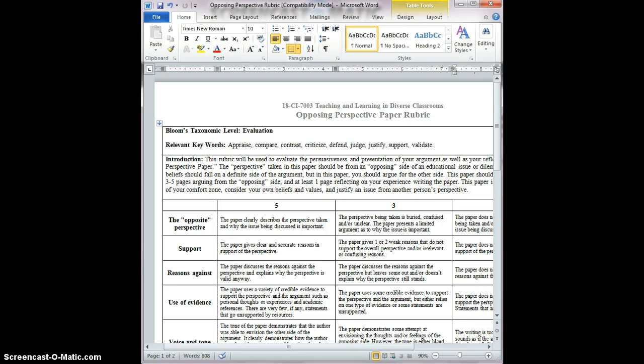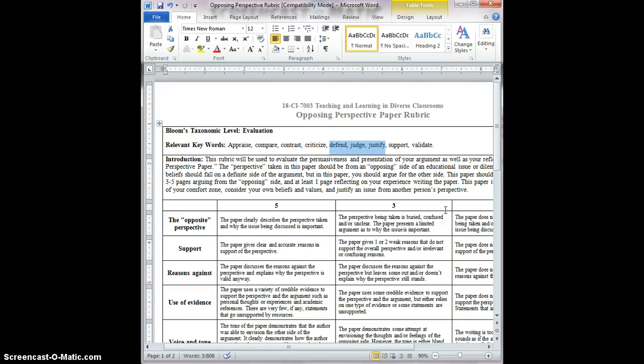For this paper though, you are tasked with arguing an opposing side, or in this case, in support of standardized tests. So yes, this means you will need to argue against your beliefs. This will be a challenging exercise because it requires that you defend, justify, and support a side that you do not believe in. Hence the name of the assignment, the opposing perspective paper.